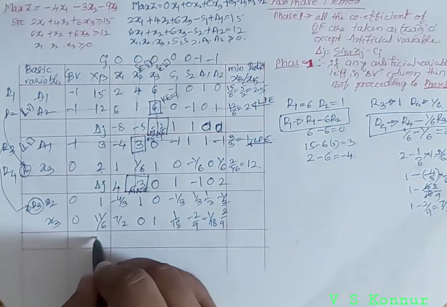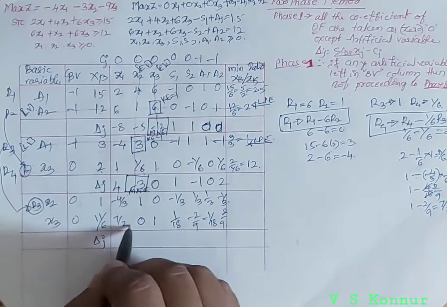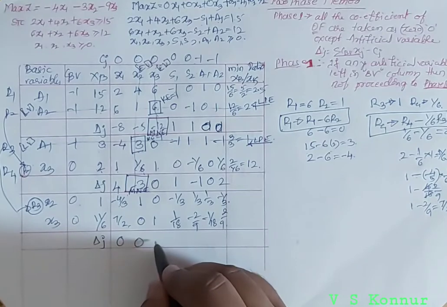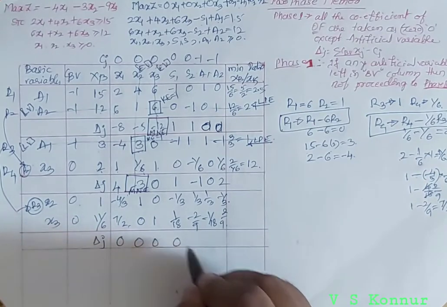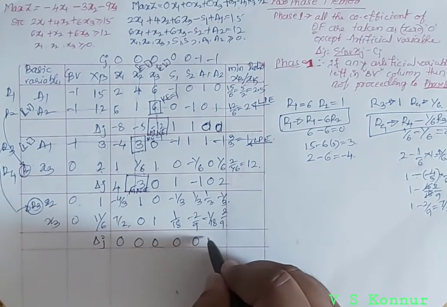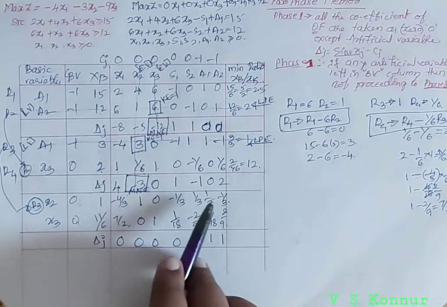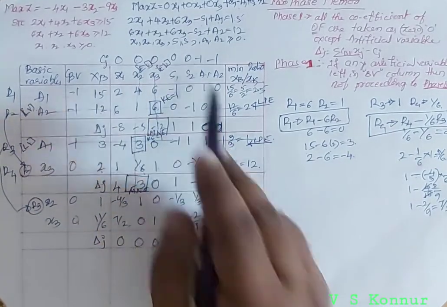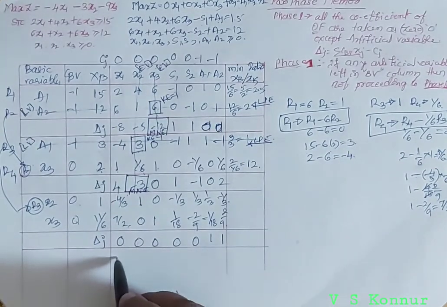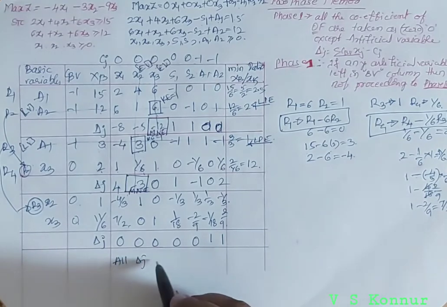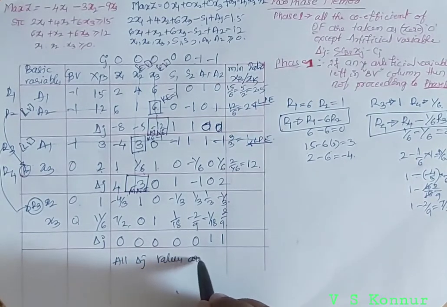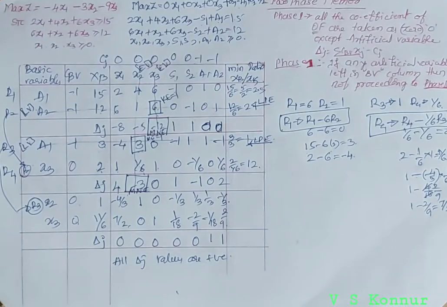Next calculate delta j. This into 0, 0, 0, 0, 0, 0, 0. Here we will get 1 and 1. 0 into this is 0, 0 into this is 0. So only minus of minus 1, 1 we will get. So now all the delta j values are positive.